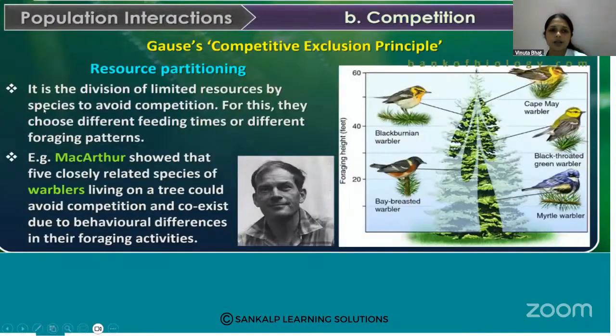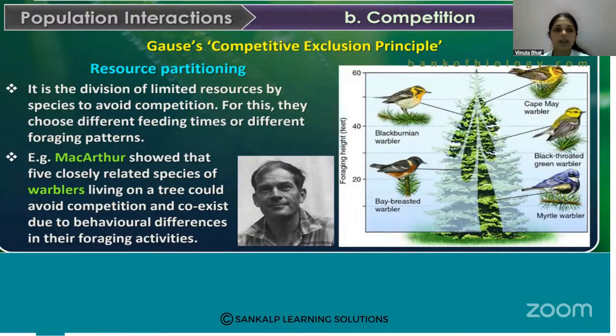Resource partitioning is the division of limited resources by species to avoid competition. For this, they choose different feeding times or different foraging patterns. They show the coexistence of both species.